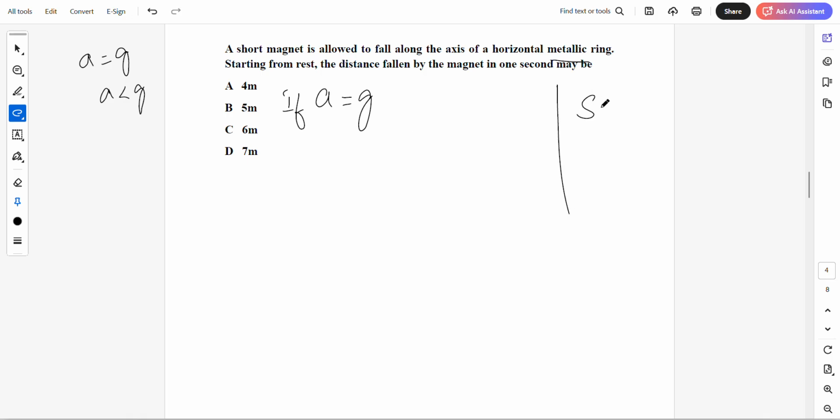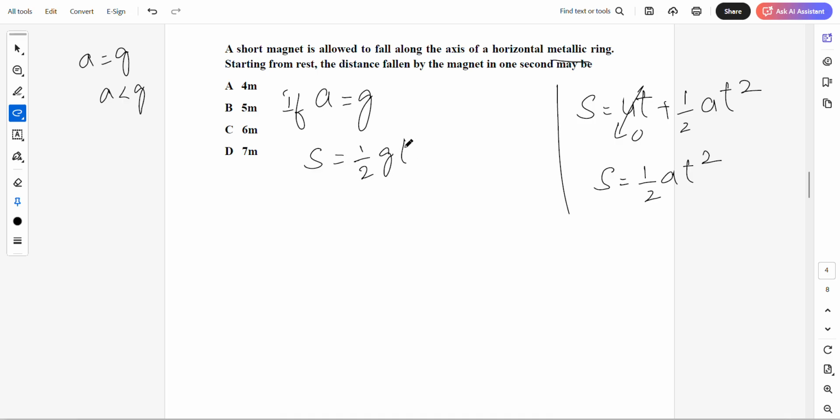Maximum A is equal to g. You know S is equal to ut plus half at squared. Here the magnet starts from rest, so u is 0. S is equal to half at squared. Now here A is equal to g, so I can write S is equal to half g t squared.